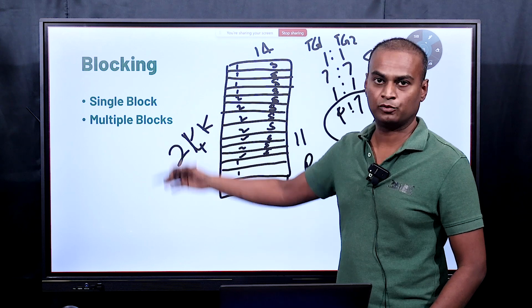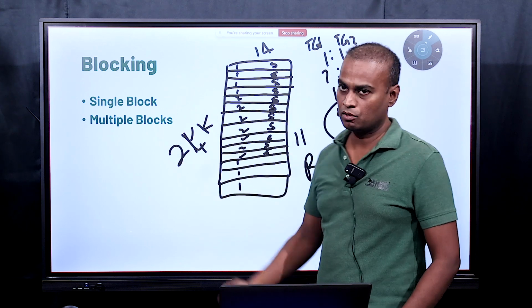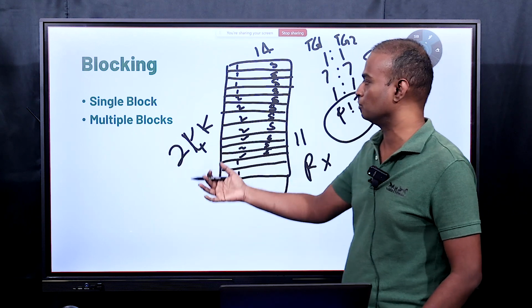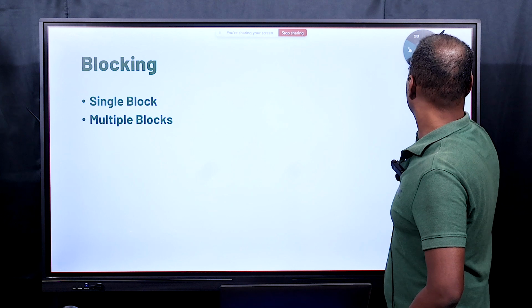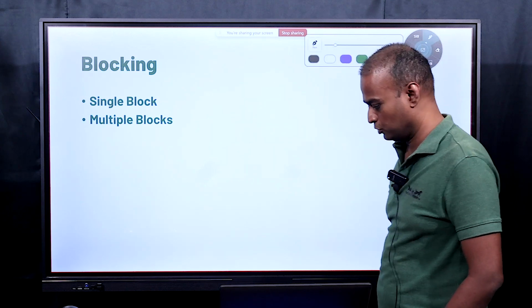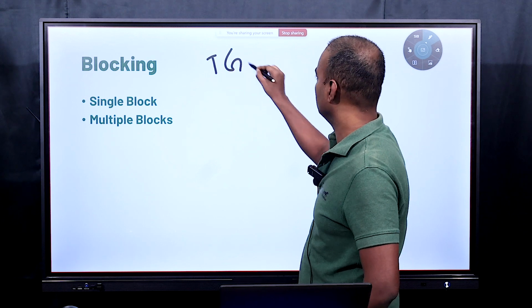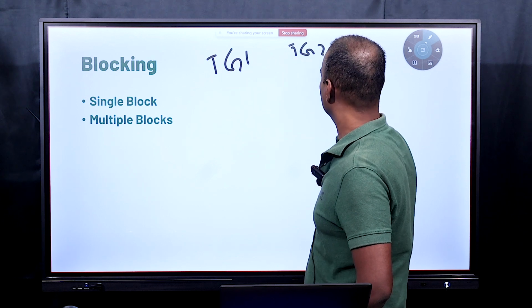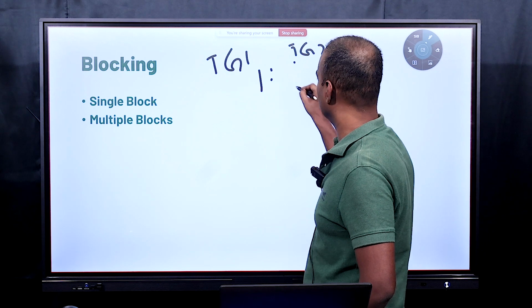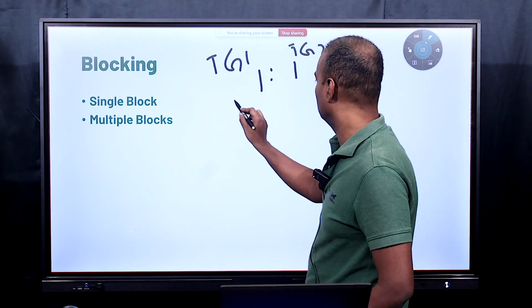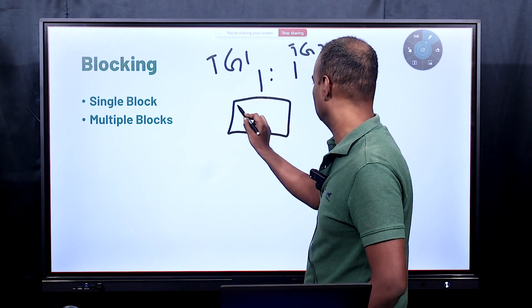There come the multiple blocks. How multiple blocks can help address this issue, we will check now. To look into the multiple blocks issue, we will again take treatment group 1 and treatment group 2. I want to achieve the ratio of 1:1. Now instead of having a single block, I will have multiple blocks.